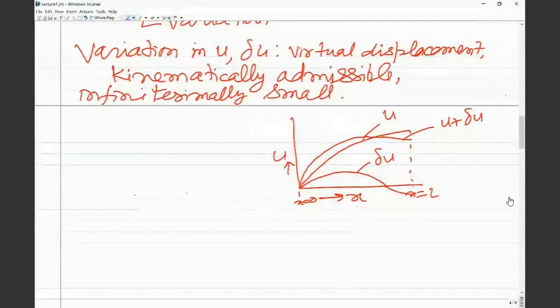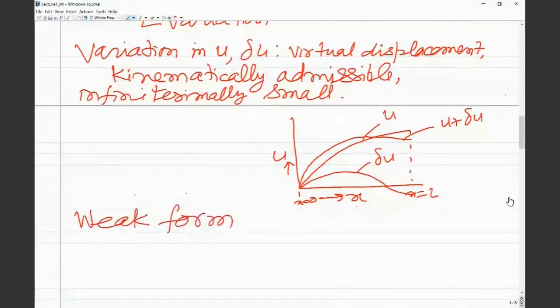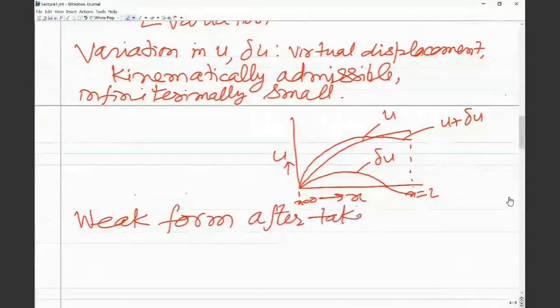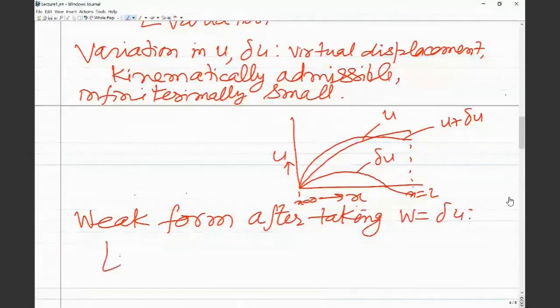Now, after taking w equal to delta u to arrive at the integral functional, if we look at the weak form after taking w equal to delta u, the weak form will be in terms of delta u.